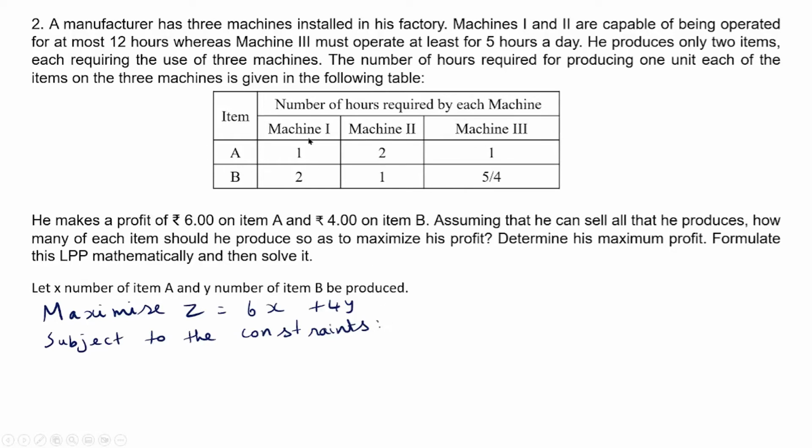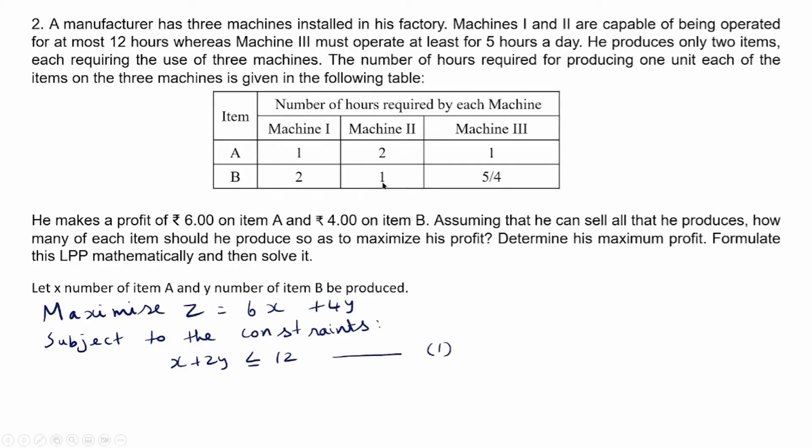The first constraint is with respect to machine 1. Item A requires 1 hour on machine 1 and item B requires 2 hours on machine 1. But machine 1 can be operated for at most 12 hours. So we have x plus 2y less than or equal to 12. So this is the first constraint with respect to machine 1.